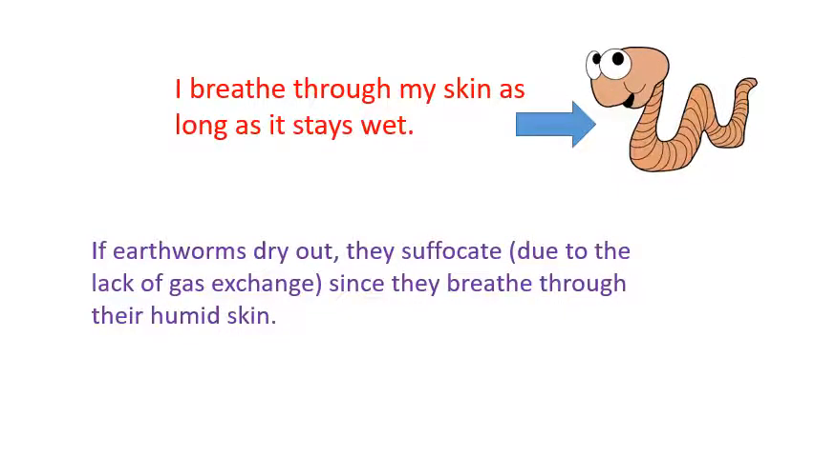The earthworm breathes through its skin as long as it stays wet. If earthworms dry out, they suffocate. This means they can't breathe anymore due to the lack of gas exchange. Do you know why? Since earthworms breathe through their humid skin.